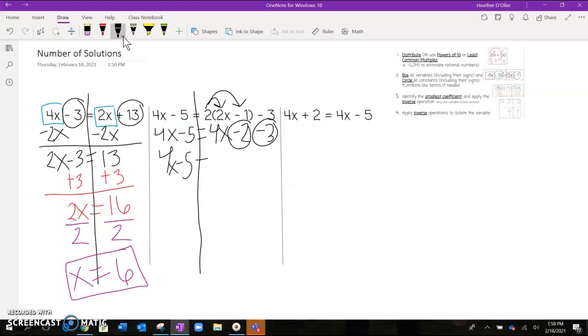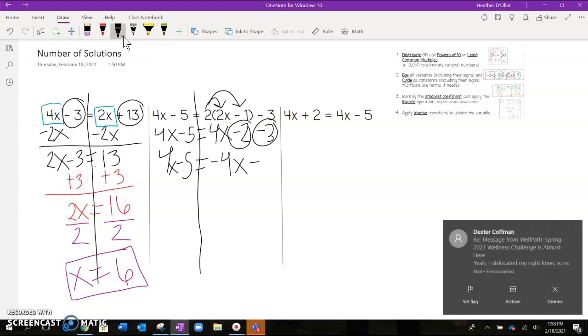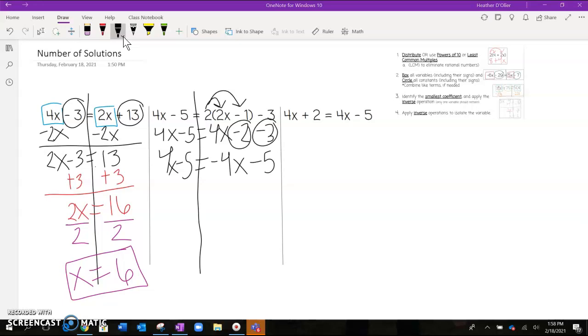4x minus 5 equals 4x minus 5. Hey, that's funny. We do the exact same thing on both sides. All right. Why did I make that a negative? I'm sorry. I'm apparently just out of it right now.